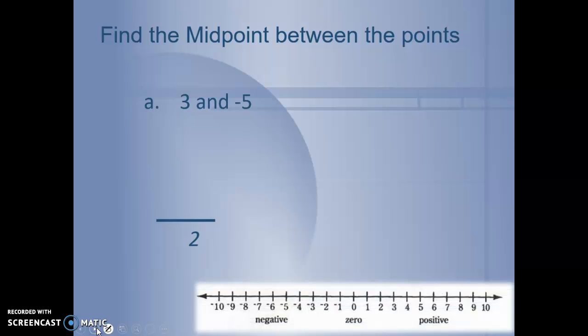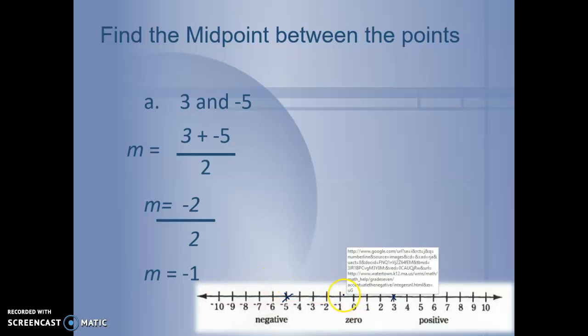Find the midpoint between these points. Halfway between, we want to know halfway between 3 and negative 5. First thing we're going to do is add the two numbers. So 3 plus negative 5, and then we'll divide that by 2. 3 plus negative 5 is negative 2, and negative 2 divided by 2 is negative 1. So halfway between these two digits is right here at negative 1.